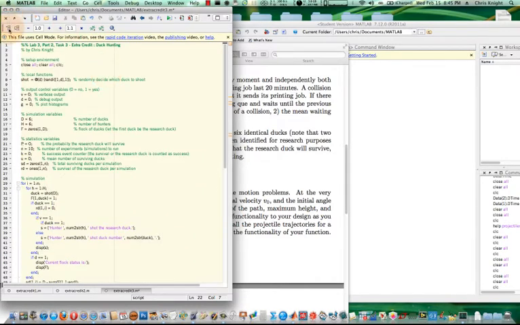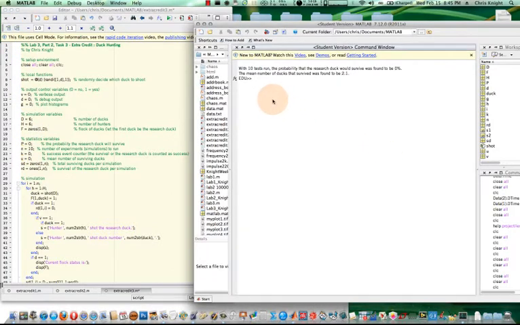So let's run this. And I'm running it right now without verbose and without debug and without a histogram. And it's been run for 10 simulations. So it's going to run 10 times. The output is, with 10 tests run, the probability that a research duck would be survived was found to be 0%. The mean number of ducks that survived was found to be 2.1. So in this case, with 10 tests run, that research duck was shot every single time.